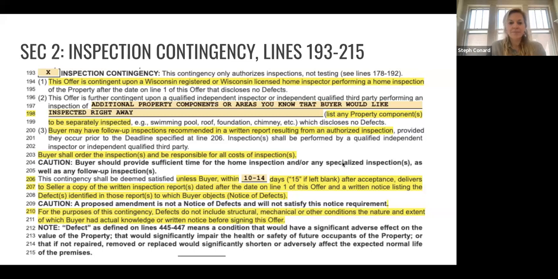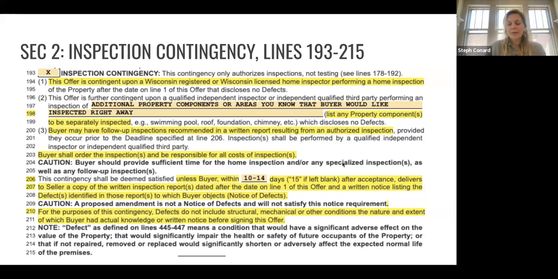So defect, as defined on lines 445 through 447, means a condition that would have a significant adverse effect on the value of the property, that would significantly impair the health or safety of future occupants of the property, or that if not repaired, removed, or replaced, would significantly shorten or adversely affect the expected normal life of the premises. So again, these lines 209 to 215 are setting us up for the next section.